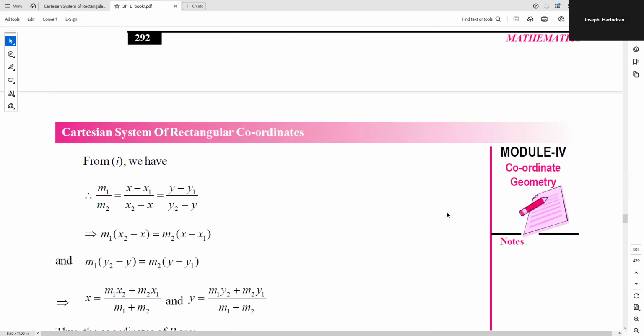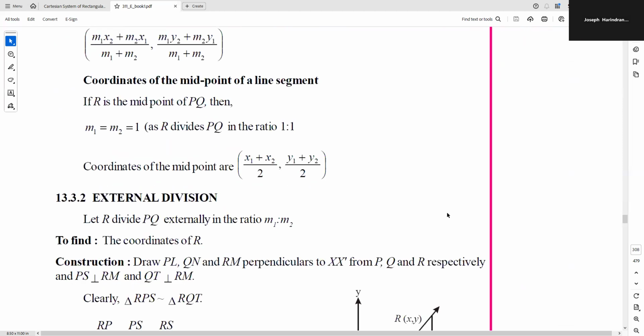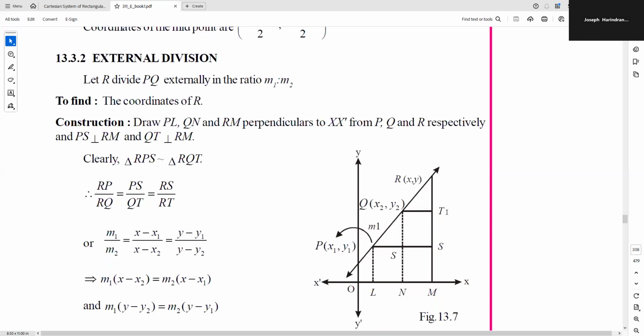Now let us come to the case of external division. In external division, the ratio is the same, m1 is to m2. We can assume the same way. But what is meant by external? External means the point of division, point R, lies outside the line PQ. When the line PQ is produced, you will find that the ratio PR is to QR, R should be the common point. It is not in between, it is outside. You can see that.